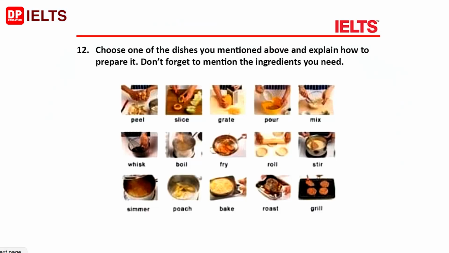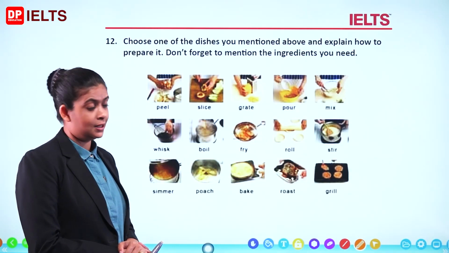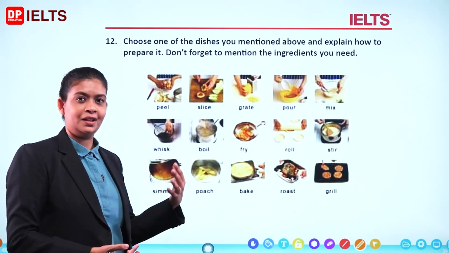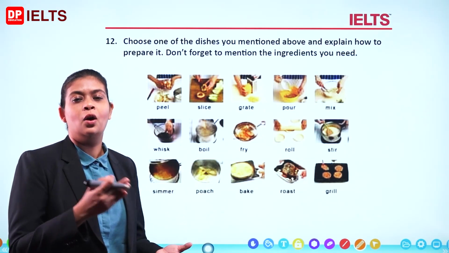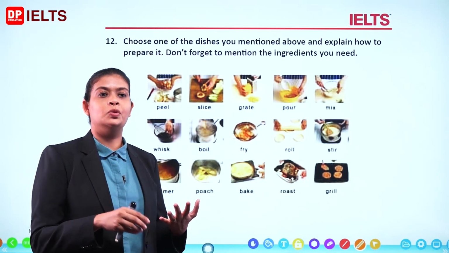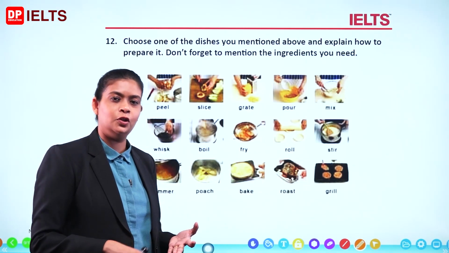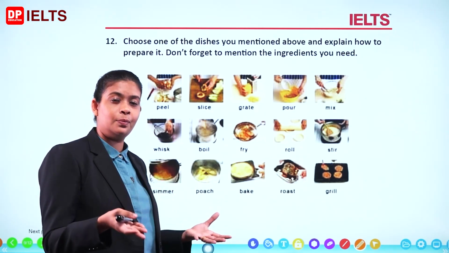So choose one of the dishes you mentioned above and explain how you prepare it. Don't forget to mention the ingredients you need, right? So you can talk about something that you like to make. The chicken curry or the crab curry, right? So how you take all the ingredients. So you would need garlic, you would need curry leaves, you would need onion, and then you need a bit of oil. I put it into the pan and then I heat it up, right?